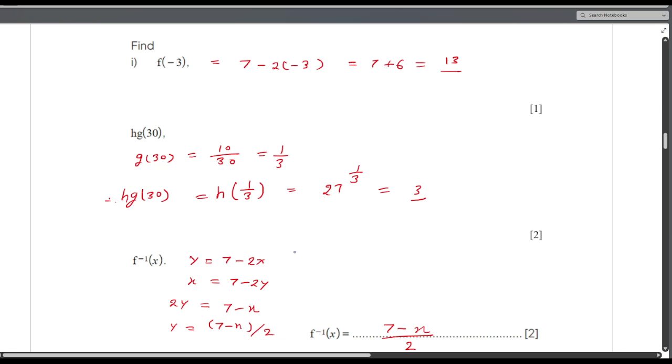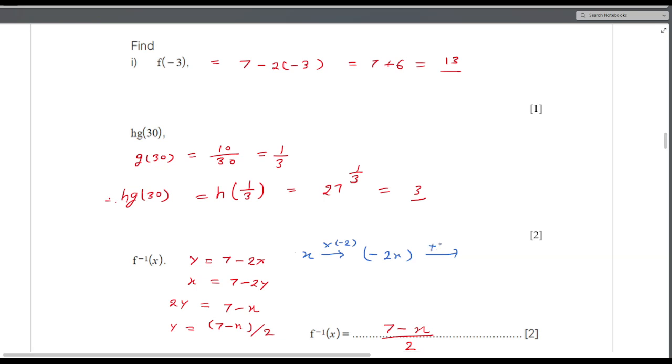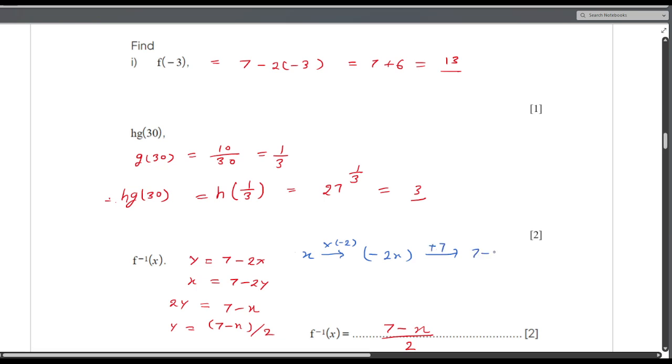So what happens is that your x is first multiplied by minus 2, so it becomes minus 2x. And then we are adding 7 to it, so plus 7. That means it becomes 7 minus 2x. This is our function f(x).